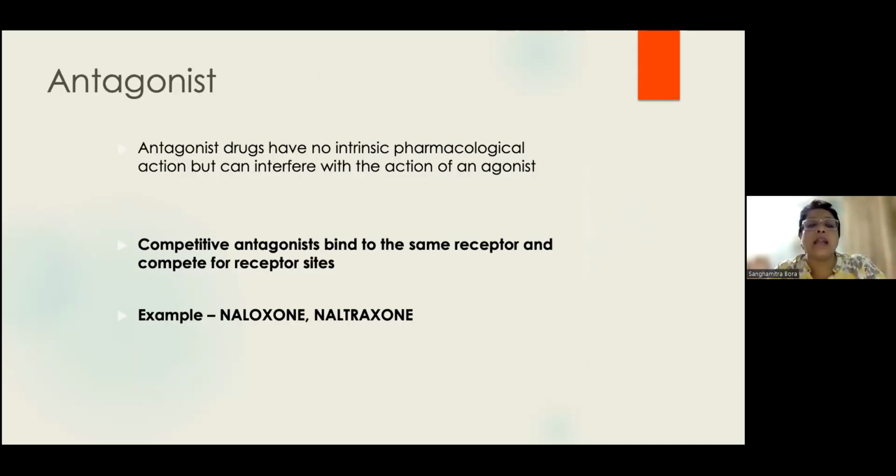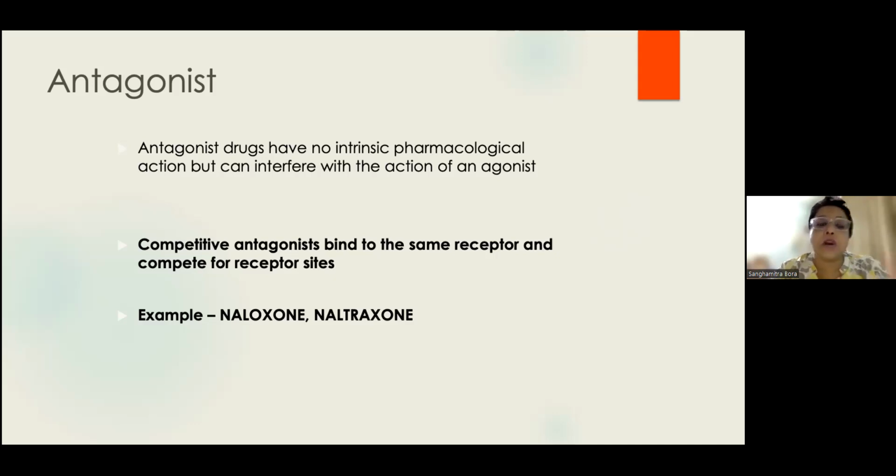On the other hand, antagonists are those which have no intrinsic pharmacological action, but they can interfere with the action of an agonist. These antagonists are competitive and they bind to the same receptor. Both the agonist and the antagonist compete for the receptor sites, and the examples are naloxone and naltrexone. That is the reason whenever there is opioid poisoning, we generally use naloxone to reverse it.